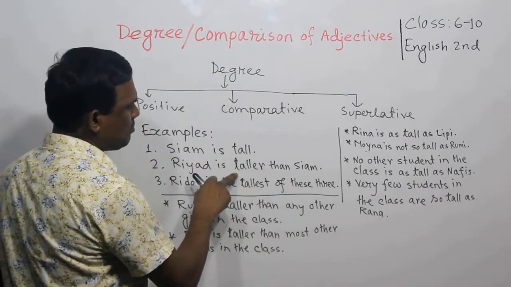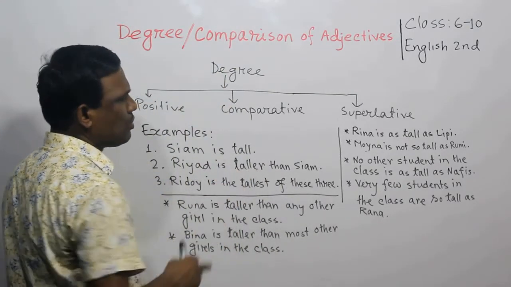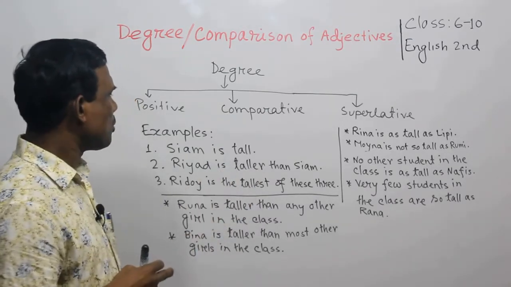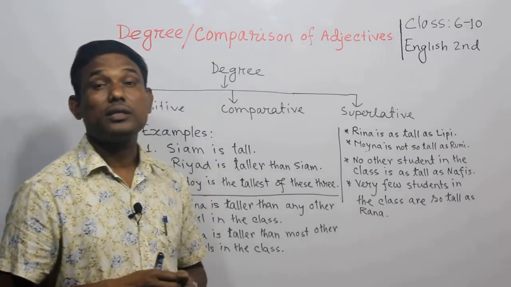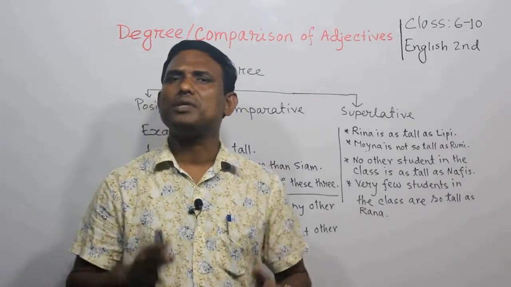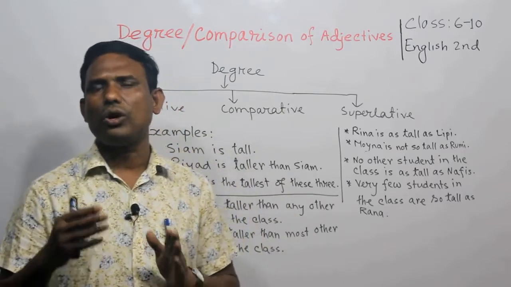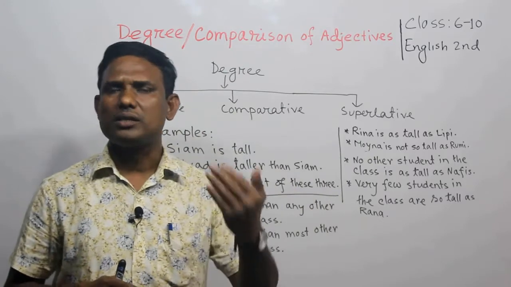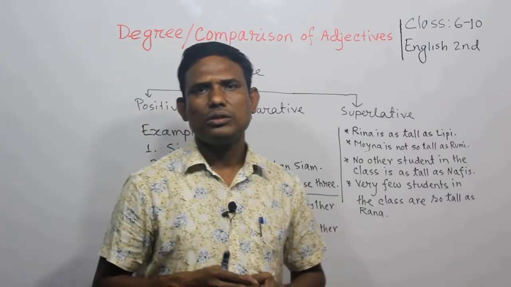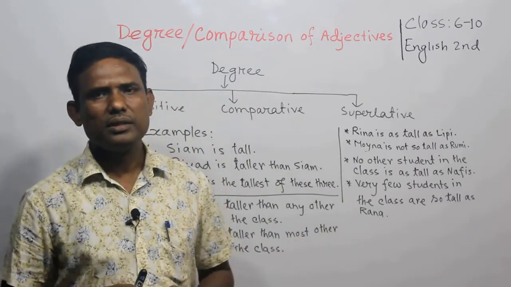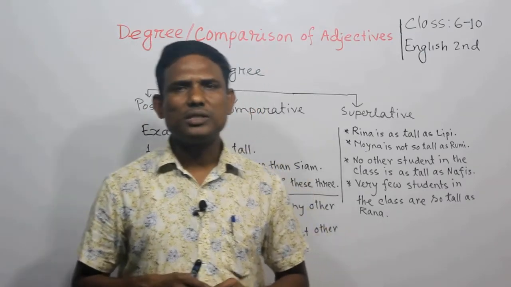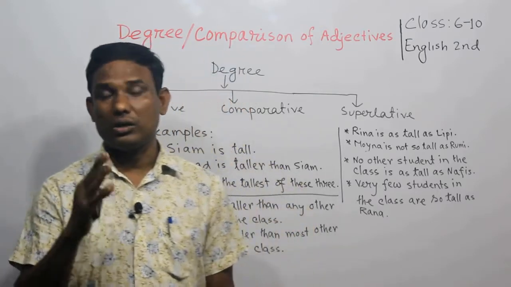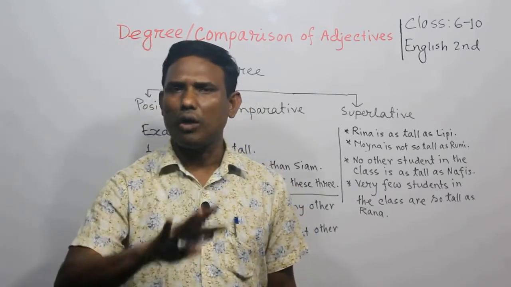The adjective taller is the comparative degree. This comparative degree is used to compare two persons. But if you want to use the comparative degree to compare a person or thing with the persons or the things of the same class or of the same level, you have to use than any other, or than all other, or than most other after the comparative degree.